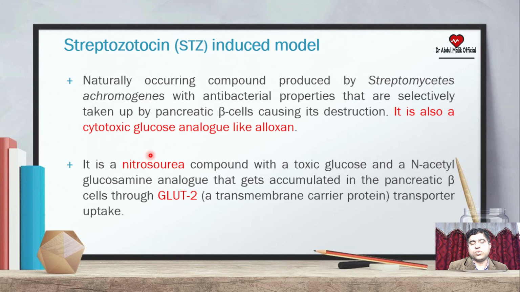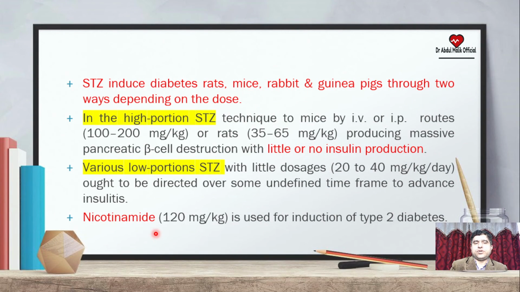As it enters glucose in the pancreas, so there is a start of insulin secretion. So these goes and break down the cells, damages the cell and destroys the cells due to the analogy of the glucose. It is basically nitrosourea compound with a toxic glucose and N-acetyl glucosamine analog that gets accumulated in the pancreatic beta cells through glucose transporter 2, transmembrane carrier protein transporter uptake. So it go to the cell and destroy it, and further streptozotocin induce diabetes in rats, mice, rabbits, and guinea pigs through two ways depending on the dose.